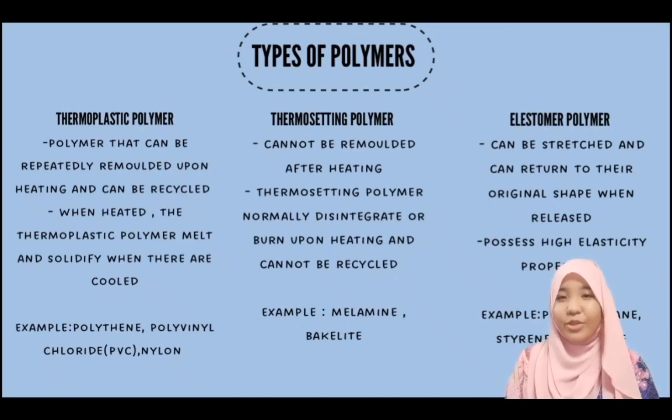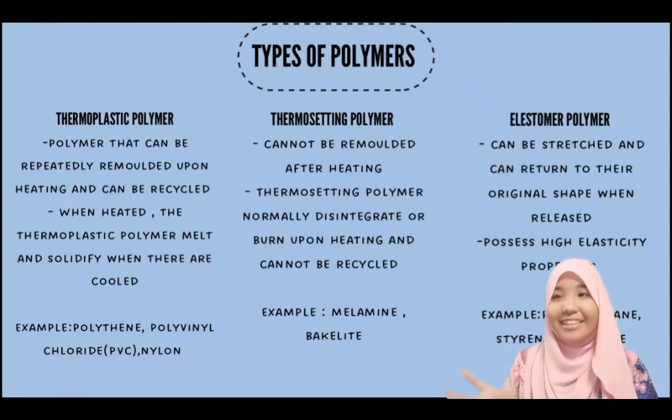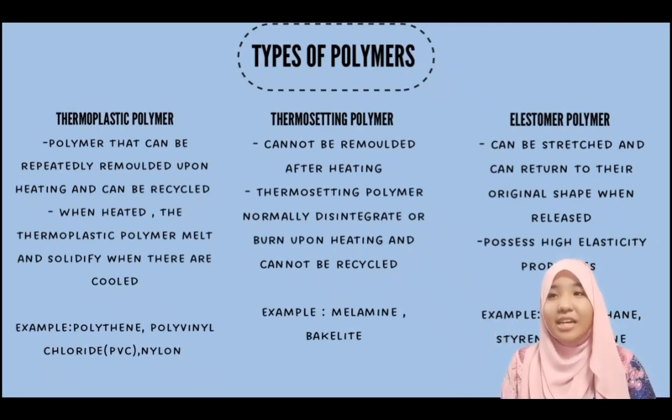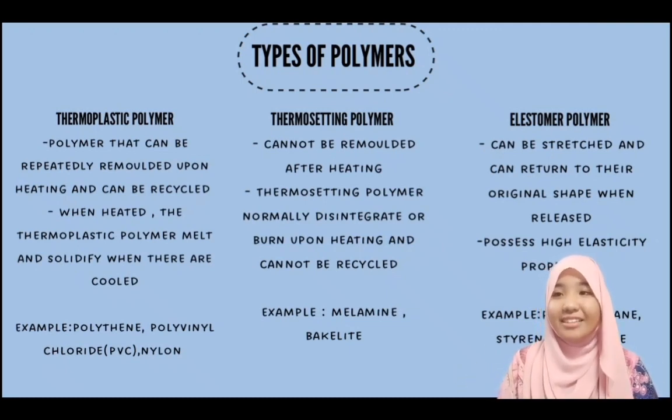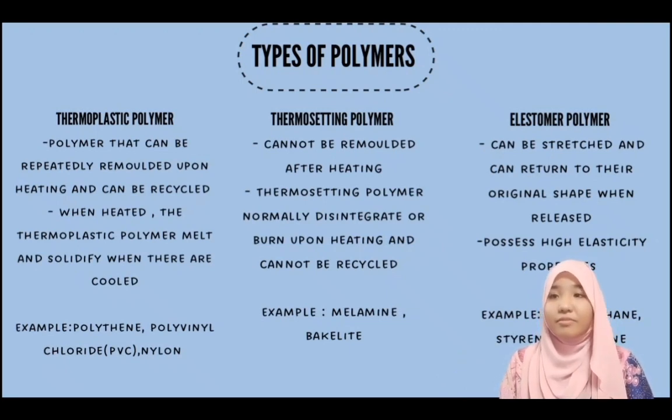Last but not least, we move on to types of polymers. There are three types of polymers, that is thermoplastic polymers, thermosetting polymers, and elastomer polymers. A thermoplastic polymer can be repeatedly remolded upon heating and can be recycled. When heated, thermoplastic polymers melt and solidify when they are cooled. Examples of thermoplastic polymers are polyethylene, polyvinyl chloride (PVC), and nylon.